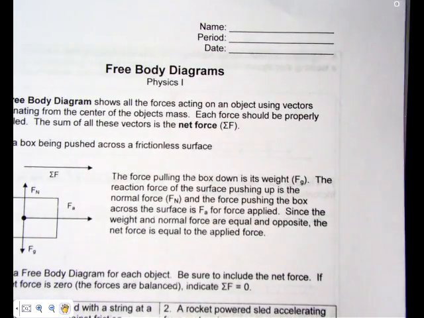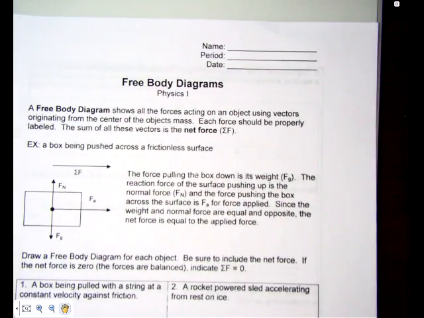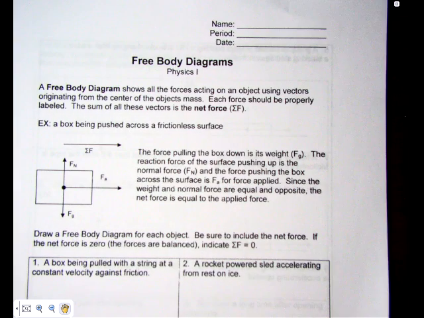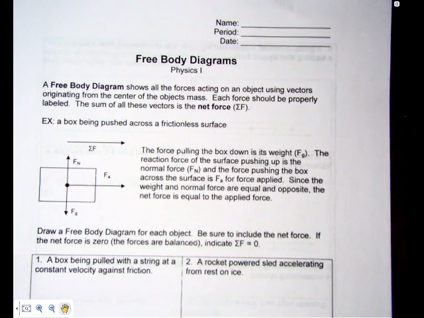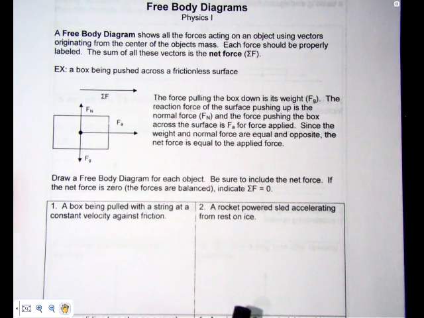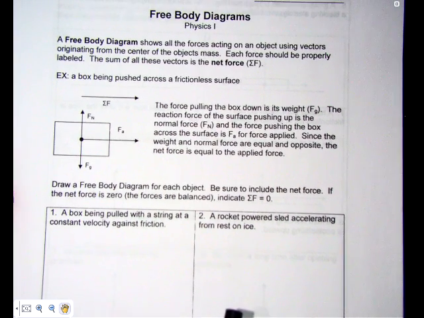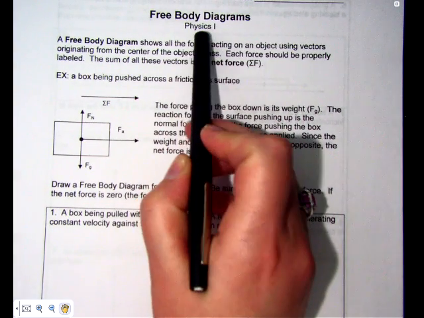This is an explanation of the free body diagrams that I went over with my classes on October 18th, Thursday, but one of my classes was unable to attend due to the college fair. So I want you to be able to go over this and do this at home so that you can have this written down and won't get a day behind. So this is the free body diagrams, Physics 1.